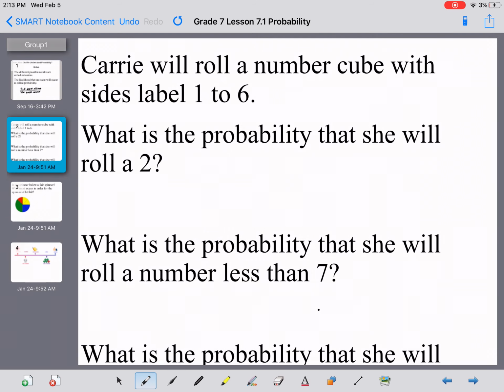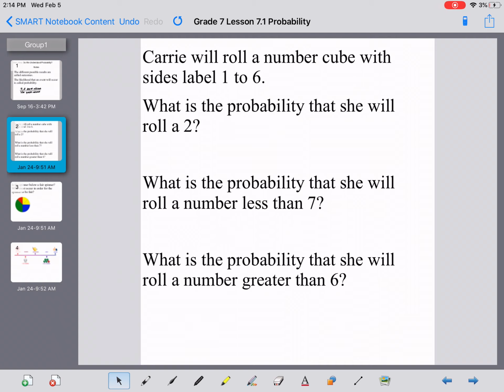Carrie will roll a number cube with sides labeled 1 to 6. What is the probability that she will roll a 2? What is the probability that she will roll a number less than 7? What is the probability that she will roll a number greater than 6? Take a second to copy down the question. Leave some space in between each part because we're going to write our answer in there.